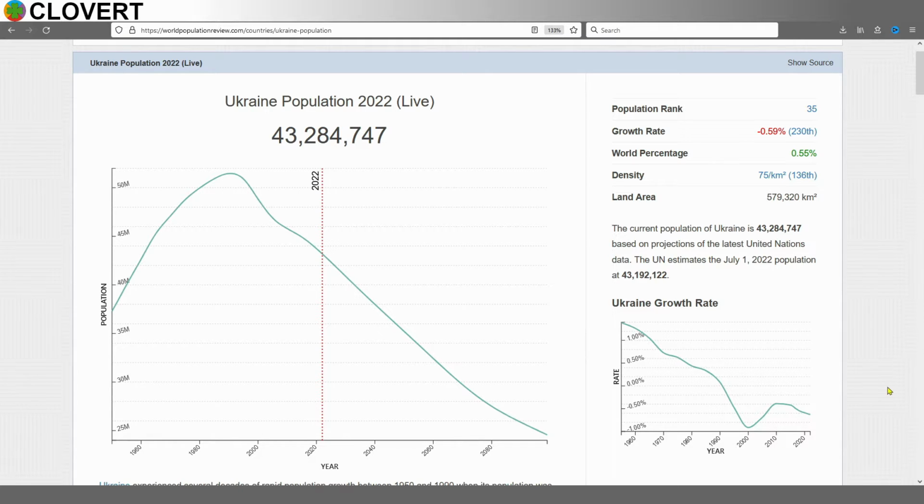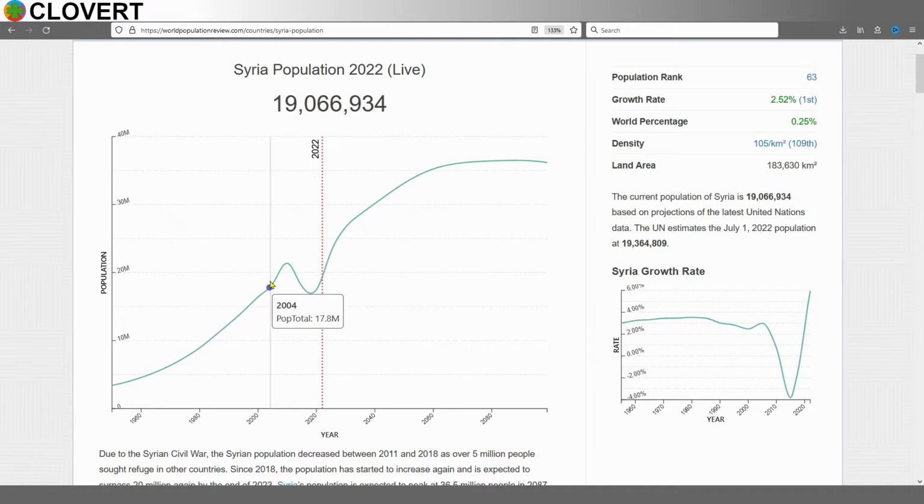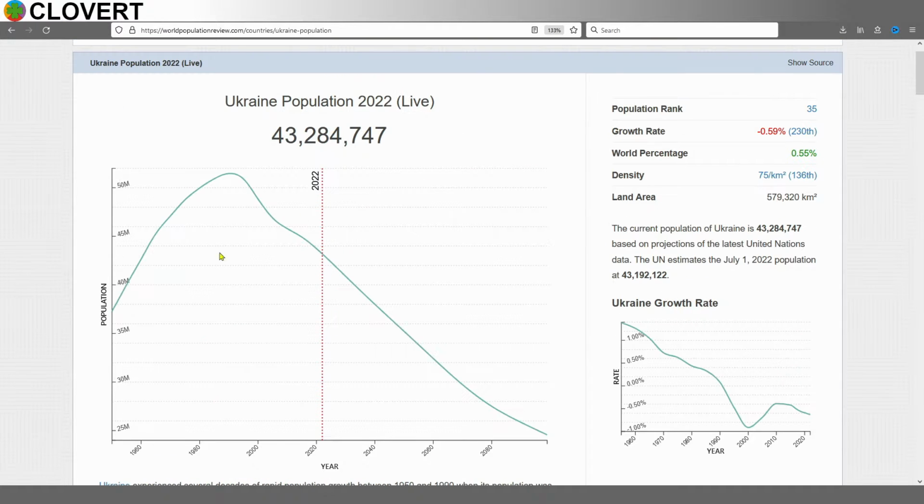It could drop substantially like Syria did. It could drop like that. But we can see that the drop is already happening. So the Ukrainian population, we could see a massive population decline. It's already projected. And with this war, it could get a lot worse.